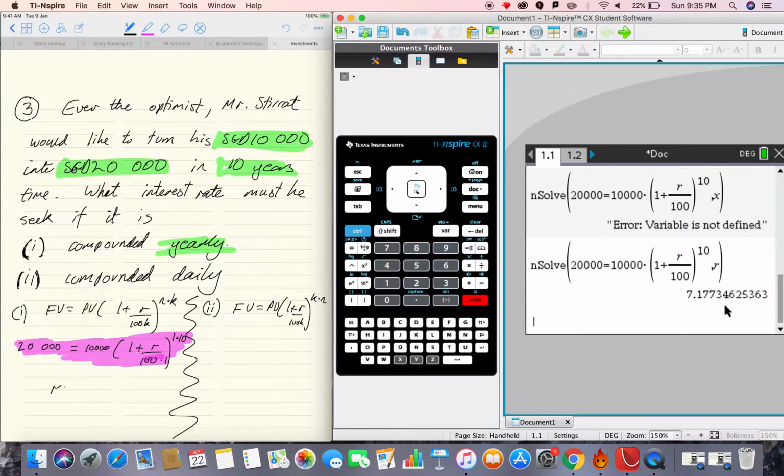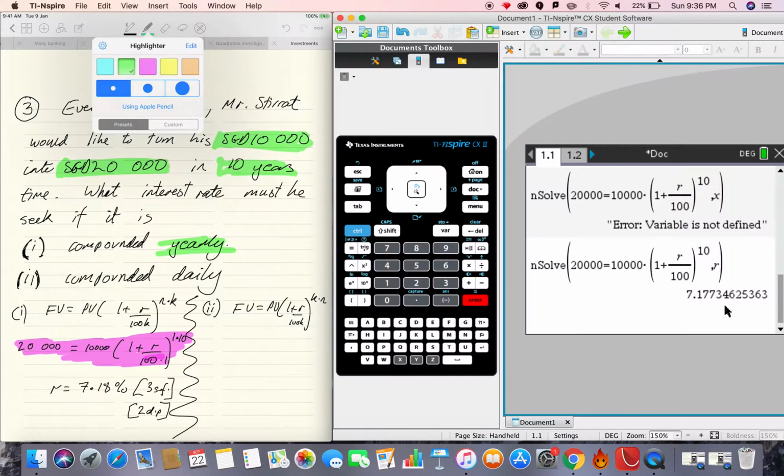And there you go, the magic happens. The interest rate we need is 7.1, sorry, that was my bad. So that's 7.12, what I was thinking there. 7.18% if we round to 3 significant figures, or around 2 decimal places. Okay, 7.18. That's compounded yearly. So let's turn to our second question now.